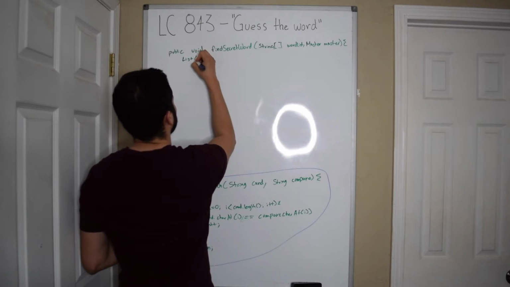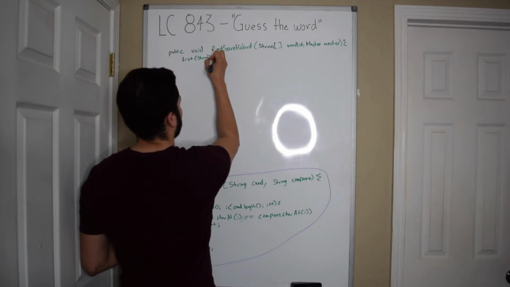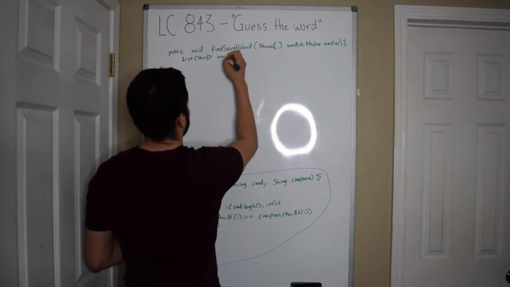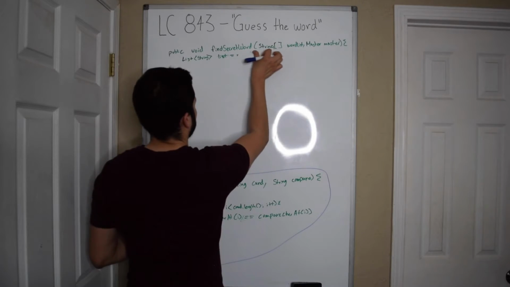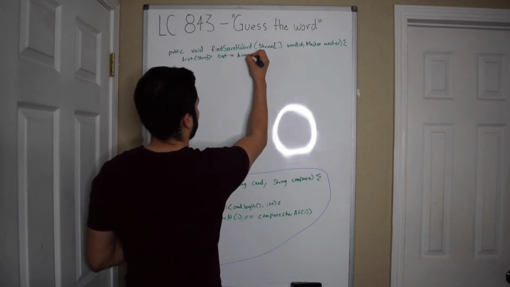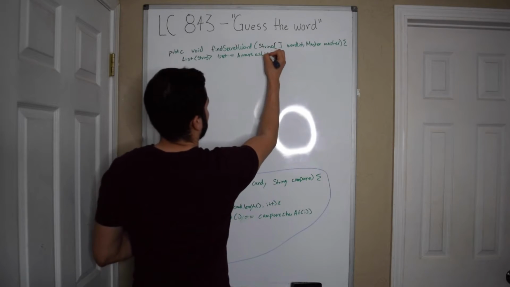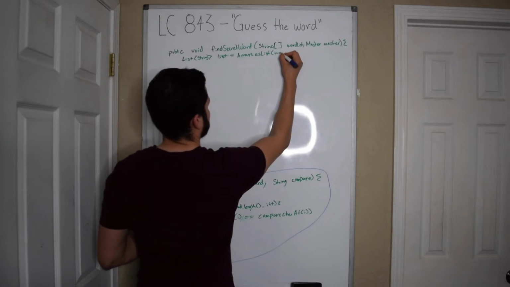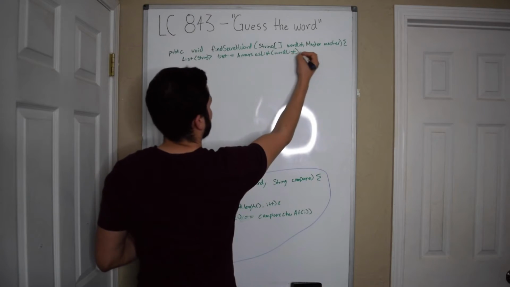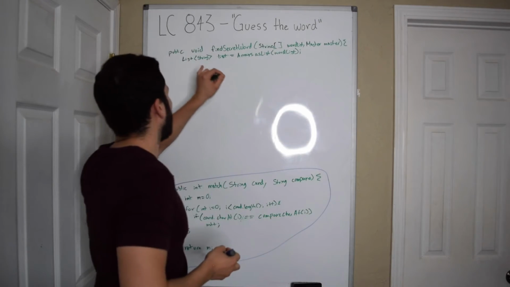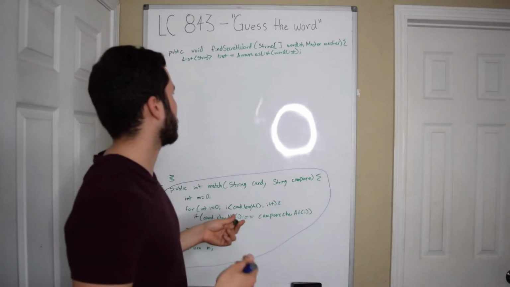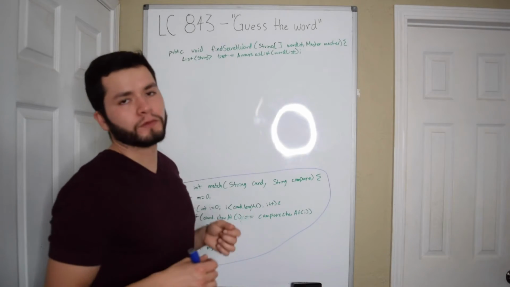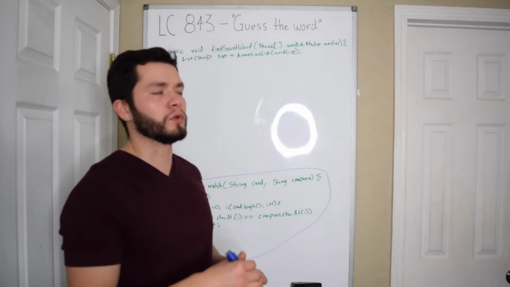So let's say List of String, and we say word. We are going to call it list, and this is going to be equal to new Arrays.asList of word list. So essentially, it just converts this word list to a list, and it's going to take O of n time because it has to go to each word in the array and then put it on the list.